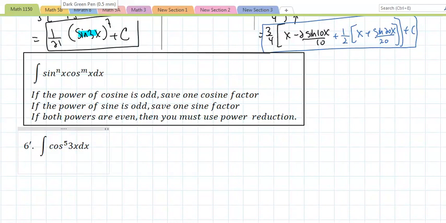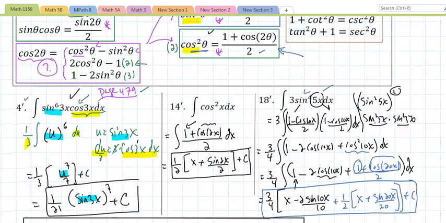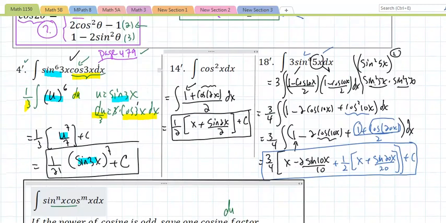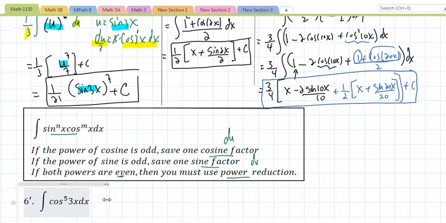So here, if the power of cosine is odd, you save a cosine factor. It's really simple. And if the power of sine is odd, if you see those multiplied, you save a sine factor. And this is normally your du. Just think of that. So what do you take a derivative of to get cosine as sine and vice versa? If both powers are even of those trig functions, sine and cosine, then you must use power reduction, and in case you missed it, these are the power reductions. There's no way around it. So we dealt with the even power. Let's go for the odds. Let's deal with problem number 6.